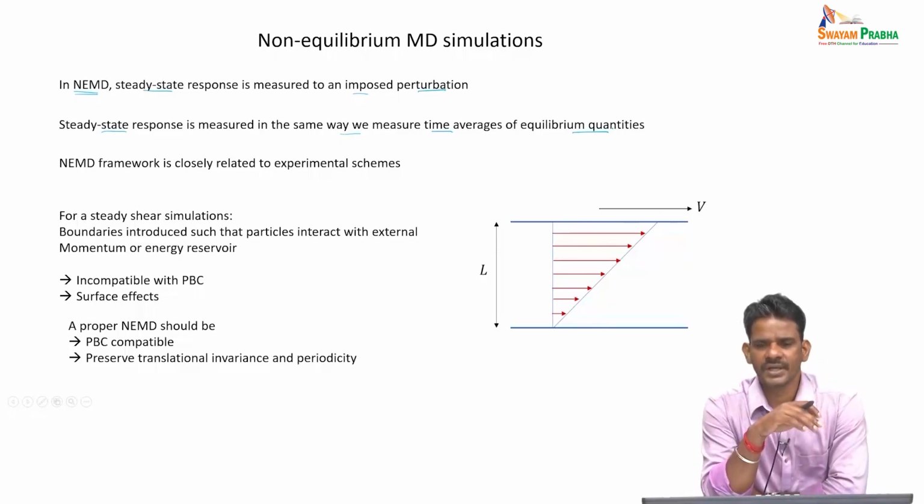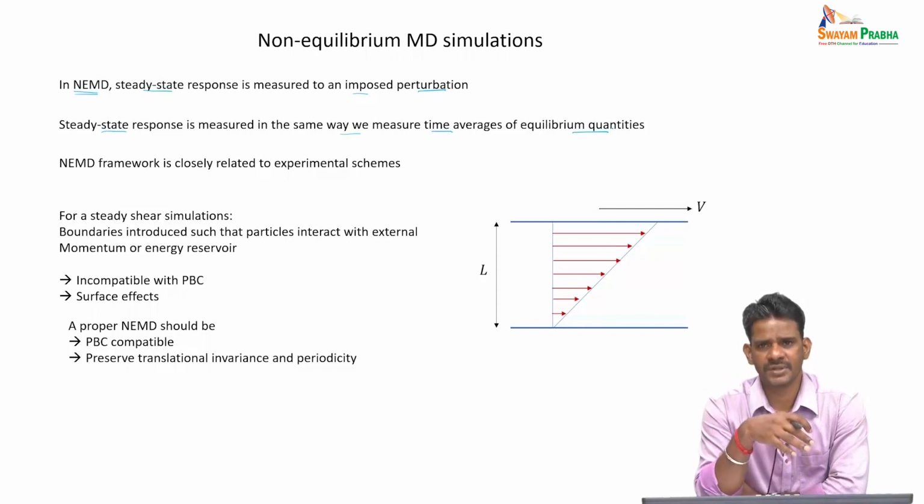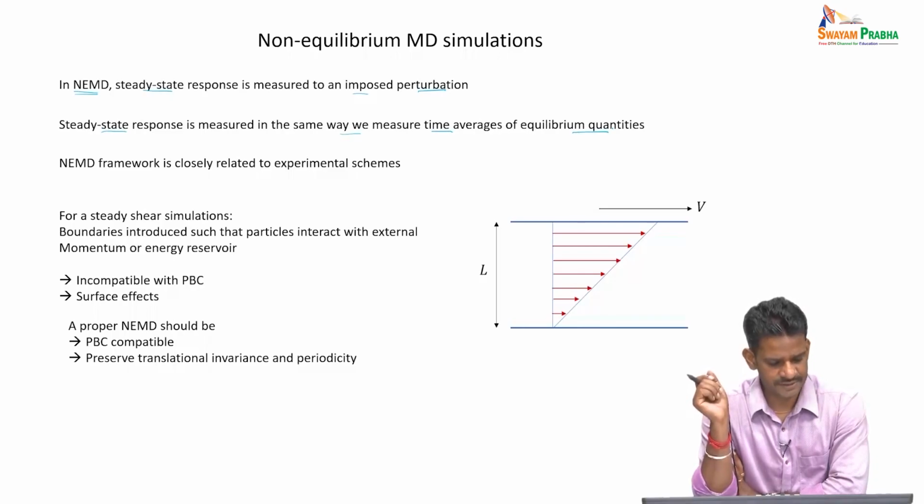What that means is, when you do an equilibrium MD simulation and let us say you want to find out the equilibrium pressure, we conduct an MD simulation under equilibrium conditions, let the system equilibrate, and then during the production run we take a time average of the pressure for the equilibrium value. In the same way, when we want to find out the steady state response for a given perturbation in non-equilibrium MD simulations, we still look at the long time behavior of the steady state response and then take a time average of that response.